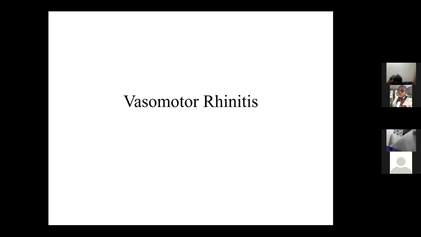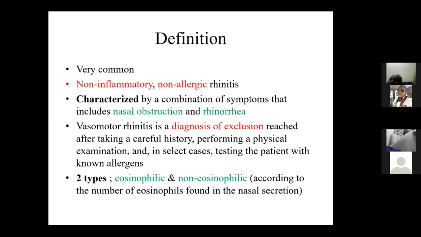Now, we have another form here we call vasomotor rhinitis. This is very common also in our environment. It is usually a diagnosis of exclusion reached after all the careful history. You must have ruled out allergic rhinitis in this patient to make sure that you come down with this diagnosis. It's a non-inflammatory and non-allergic rhinitis characterized by a combination of symptoms that include nasal obstruction and rhinorrhea.